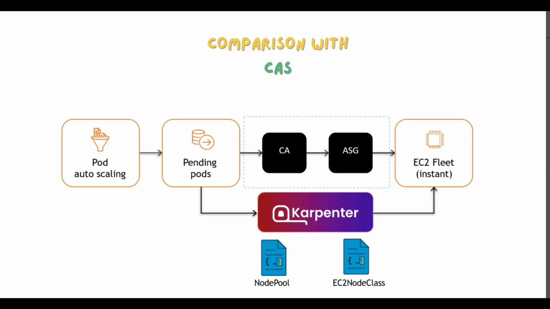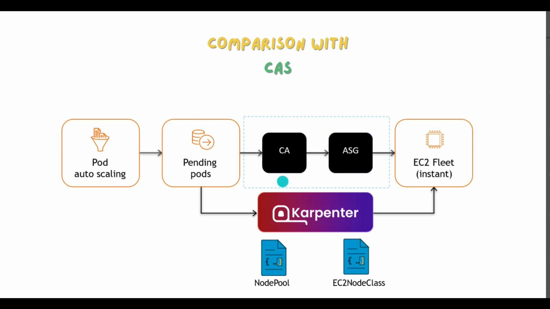Okay, let's spend some time in comparison with widely used cluster autoscaler and Karpenter. At a high level, this is how it looks. You can see here, pods get scaled maybe due to deployment or due to horizontal pod autoscaling. Then the pod goes to pending.